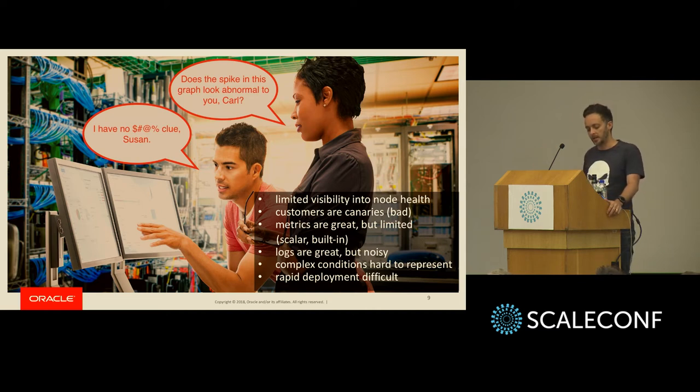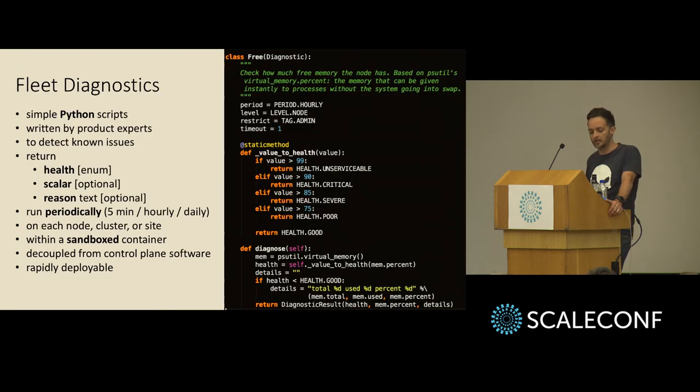Also, the other thing about metrics and logs is usually they're built into the product itself, and unless you're really, really good at continuous integration and you roll out all the time, it's quite difficult to get new metrics into your code deployed onto the sites to detect emergent conditions that you just find out about. So in order to address these problems and some others, we decided to make a fleet diagnostic system.